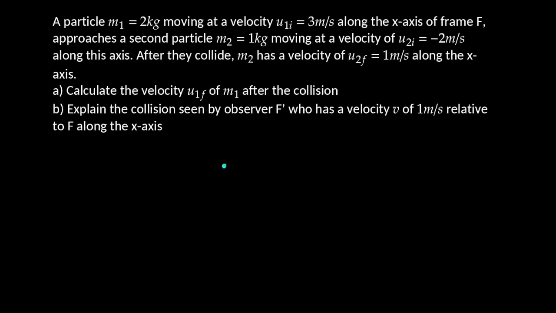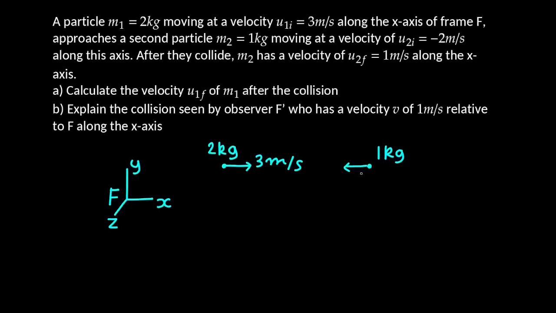A particle with a mass of 2 kilograms is moving at a velocity of 3 meters per second along the x-axis of a frame F and approaches a second particle with a mass of 1 kilogram moving at a velocity of 2 meters per second in the opposite direction. So this is particle 1 and this is 2, and after these particles collide, particle 2 has a velocity of 1 meter per second along the x-axis. And in part A, we're asked to calculate the velocity of particle 1 after the collision.